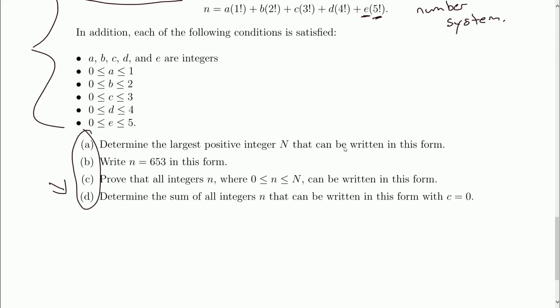We've got 4 questions here, A, B, C, D. A: determine the largest positive integer n that can be written in this form. Again, this A part should be fairly simple and basic, and it is. They tell us our upper bounds for a, b, c, d, and e. Those are the only things that can vary with our numbers, so the biggest n will just be the one that has the biggest a, b, c, d, e, because they're all positive integers. And we just write that down.